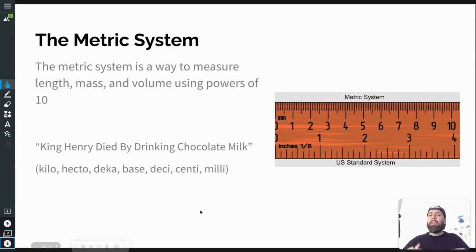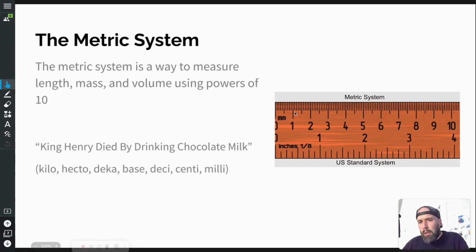So probably the things that you're familiar with the most are kilometers or kilograms. That's a big amount. Then you've probably seen centimeters right here. Centimeters are often used in rulers, and millimeters are tiny, tiny, tiny versions of that.